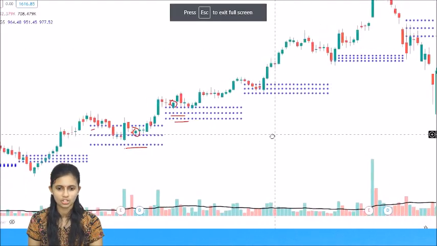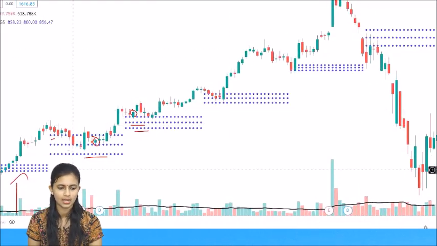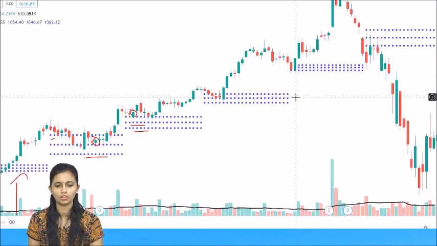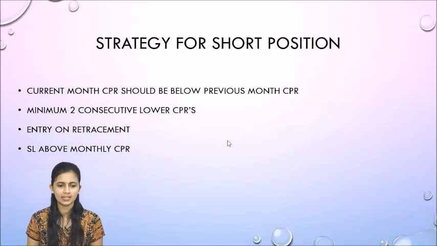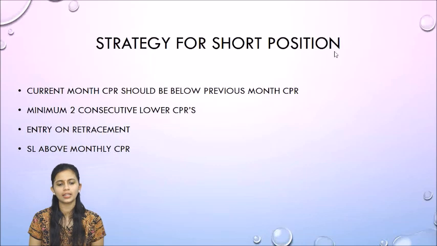Now you can see that the stock rallied over here, right. Now you can go on trailing the stop loss. Next, let's see what are the rules for taking short position.